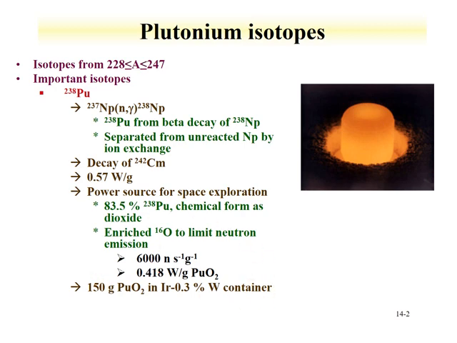If you make the plutonium dioxide, you'll have a power source of about 0.4 watts per gram. You can make 150 grams of plutonium dioxide in an iridium container, and that will produce this heat, and the heat can be converted to electricity. This is what's used on a number of spacecraft for missions to planets beyond Mars. It's also used on the Mars rover Curiosity for a power source.